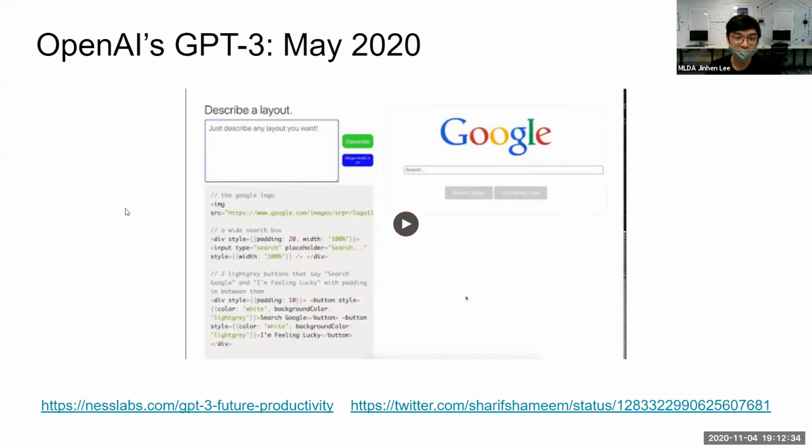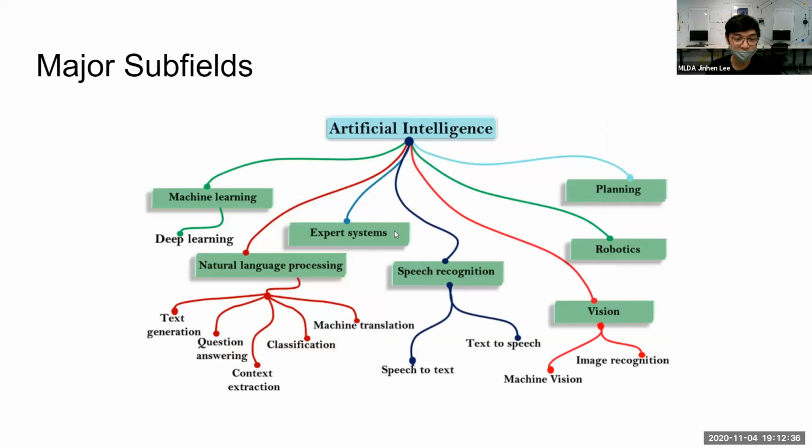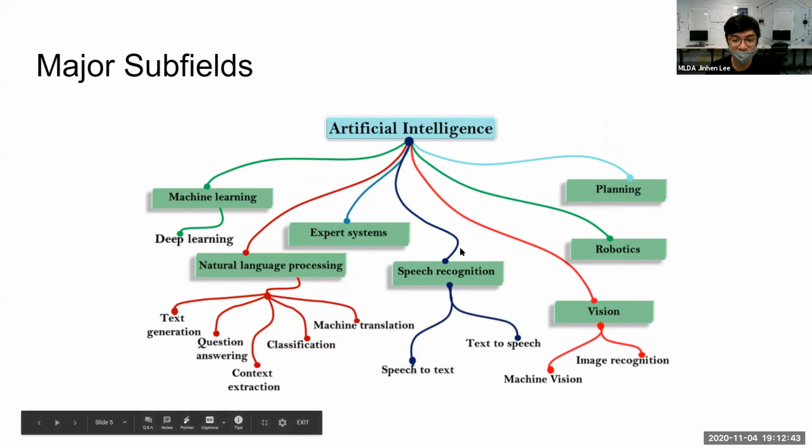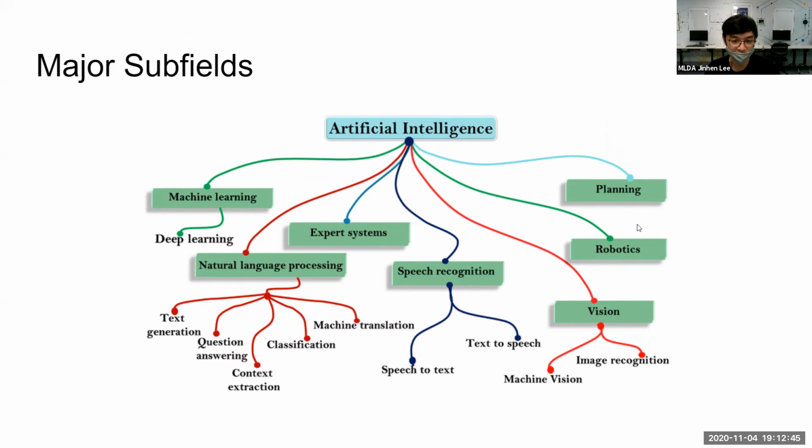In terms of AI, we have these fields, and the one just now I would consider under deep learning and natural language processing. But there are many other subfields of AI that you can go into if you are interested.